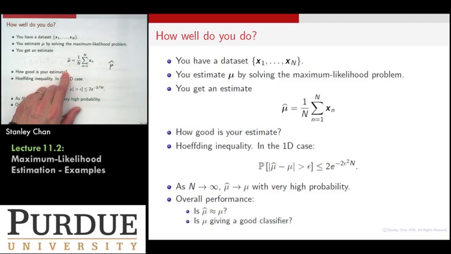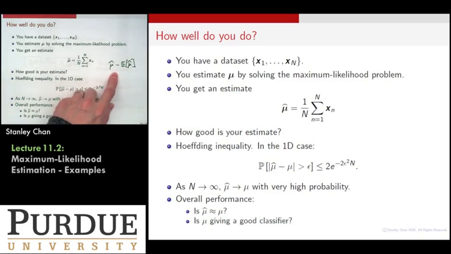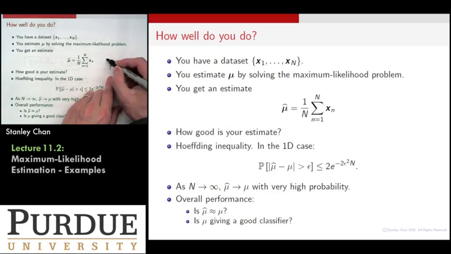Now, mu hat is a random variable, so you can ask, what is the expectation of this random variable? A random variable always has a mean. Now you ask, how far is my random variable from the true mean? It has random fluctuations compared to the true mean, so that will measure the deviation.